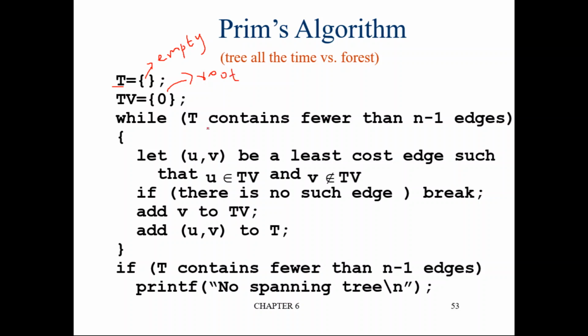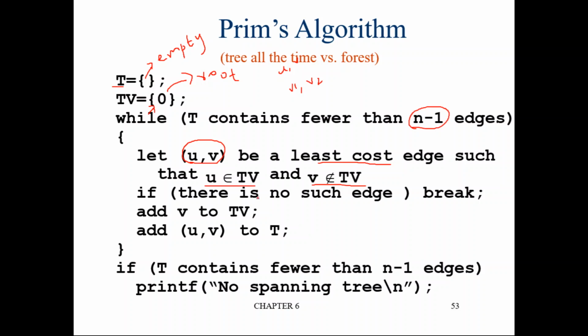So while T contains fewer than n minus 1 edges, as long as T contains less than n minus 1 edges, do this. What should you do? Identify an edge u comma v, and that edge should be a least cost edge, such that u belongs to TV and v does not belong to TV. TV represents the vertices that were already visited. So identify an edge u comma v such that u is already in this list, but v is not in the list. Which means v1 is in the visited list, but v2 is not in the visited list. Instead of v1 v2, we are calling it u comma v. U is in the visited list and v is not in the visited list.